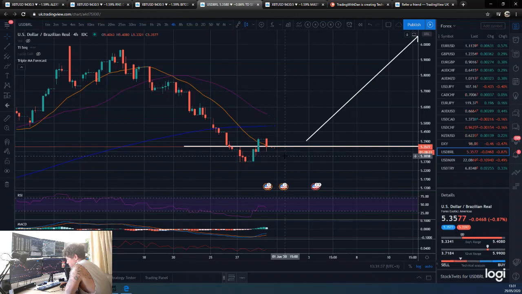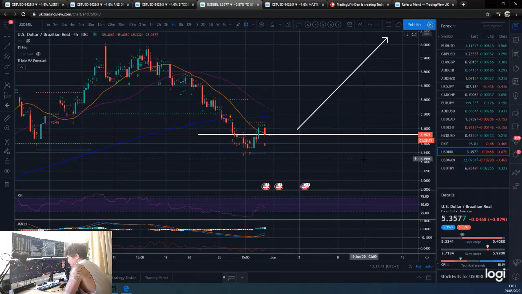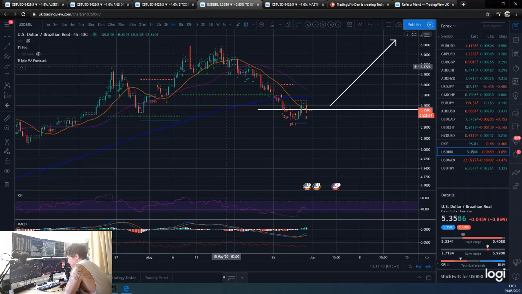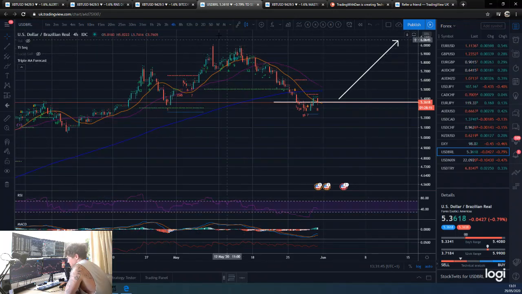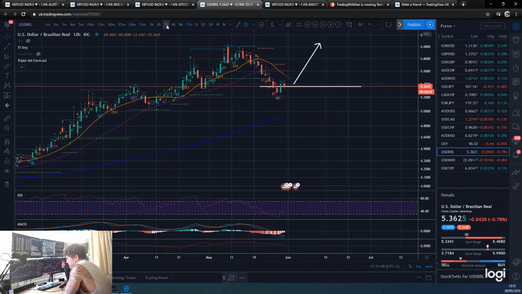Yeah, so we broke above, tested it, and still above it. So we'll see what happens here on this trade. I just don't like how strange this one looks. Anything on the daily? Nothing on the daily, other than obviously the daily 9, which we are basically playing here.